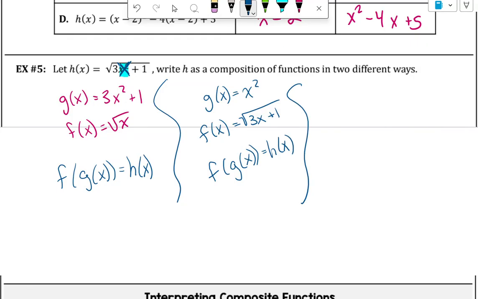One more I'll show you. You could say that the replacement is this right here, just that portion. So I could define g of x as 3x squared, whereas f of x is equal to the square root of x plus 1. And that defines h of x.